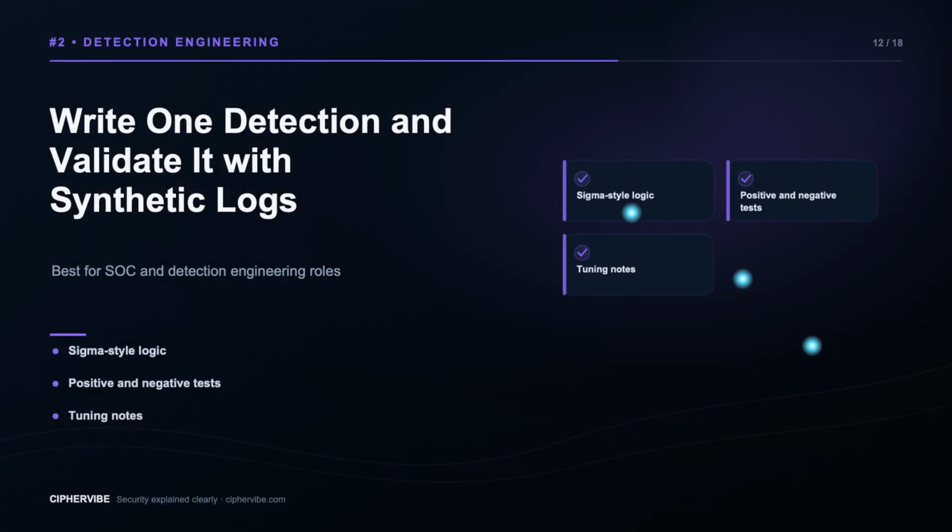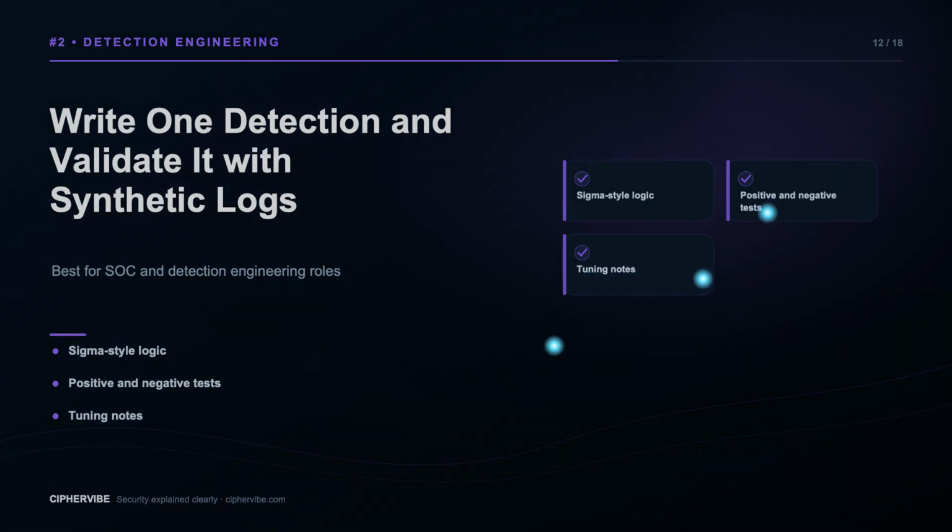Project 2 is a detection rule validated with synthetic logs. Choose a simple behavior, such as repeated failed logins followed by success. Write readable logic, then test 1 true positive, 1 benign burst, and 1 missing field case. Publish the rule, sample events, results, and tuning notes. A tested detection tells a stronger story than a screenshot of a dashboard.